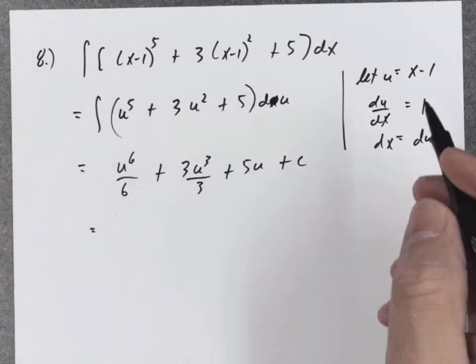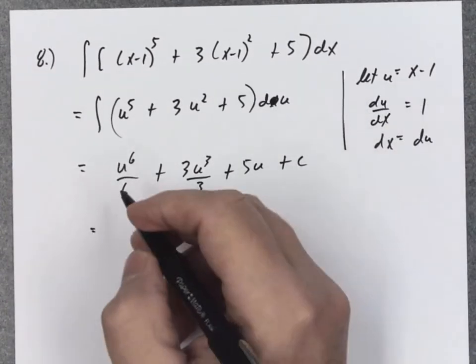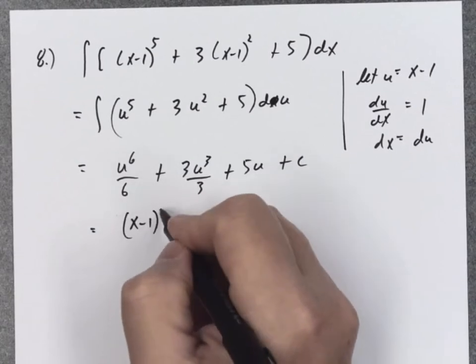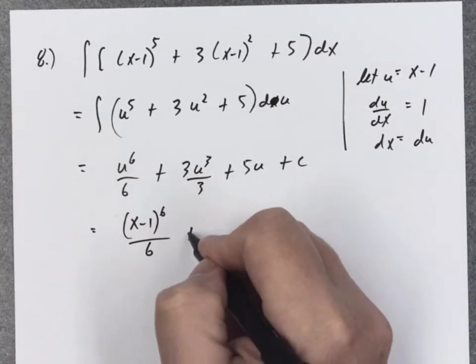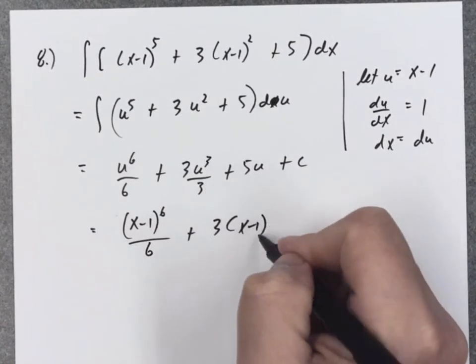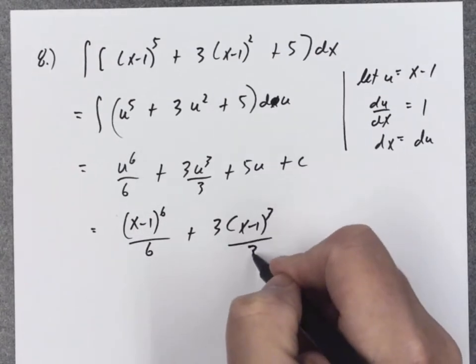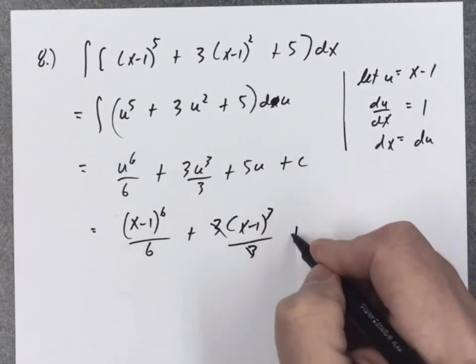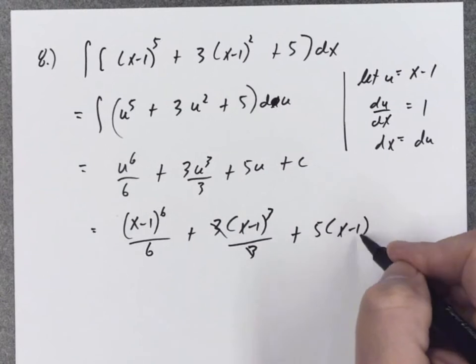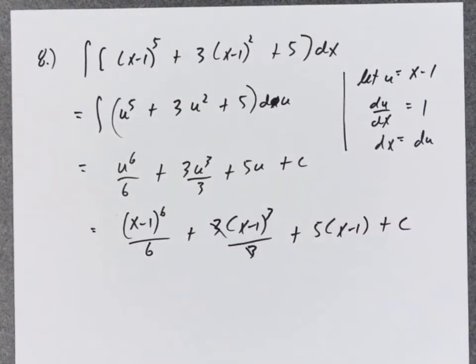And the last step is, every place you have a u, put in x minus 1. (x minus 1) to the 6th over 6 plus 3 (x minus 1) to the 3rd over 3. Those 3s actually cancel. Plus 5 times (x minus 1) plus c. That one actually wasn't too bad. All right, let's do a couple more.